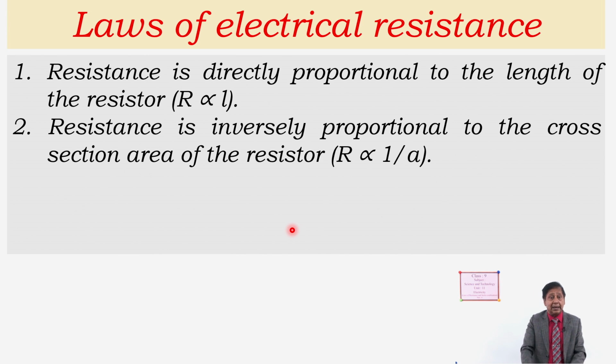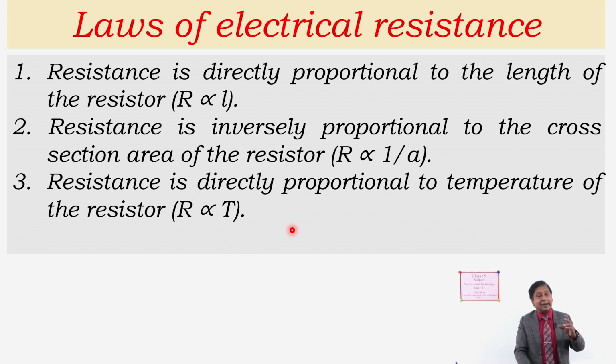Now next, resistance is inversely proportional to the cross-section area of the resistor. Mathematically, R is inversely proportional to A. What does it mean? It means if the resistor is thick, resistance becomes less. If it is thin, resistance will be more. The thicker the resistor, the less will be the resistance. And this is the meaning of inversely proportional. If thickness increases, resistance decreases.